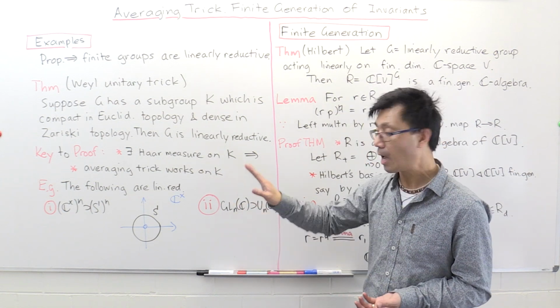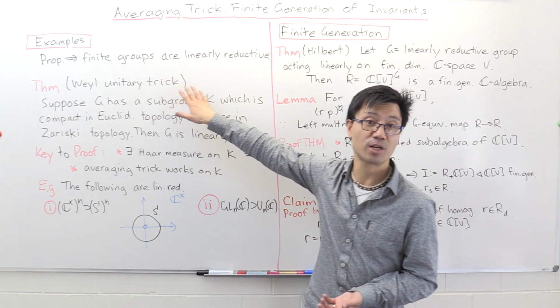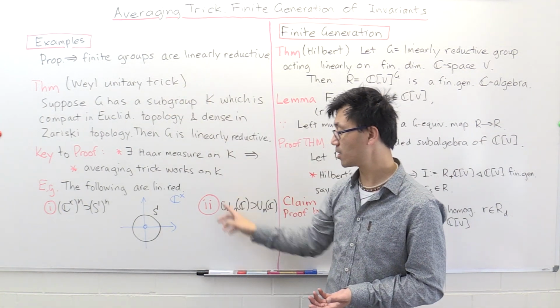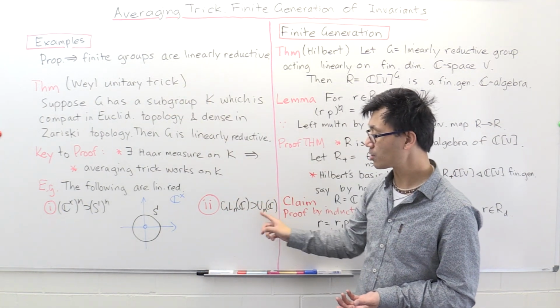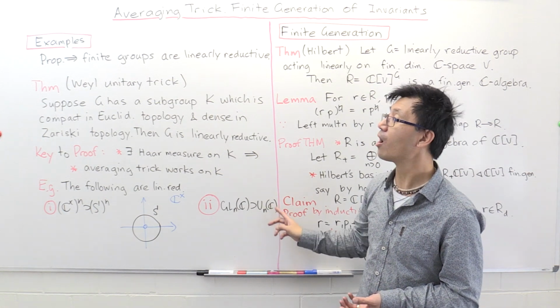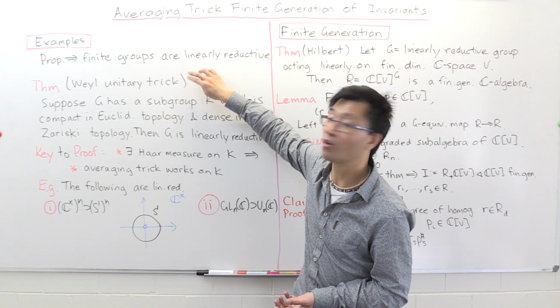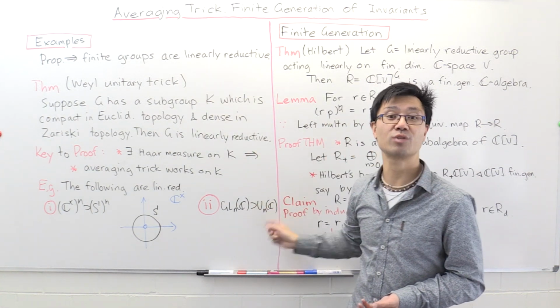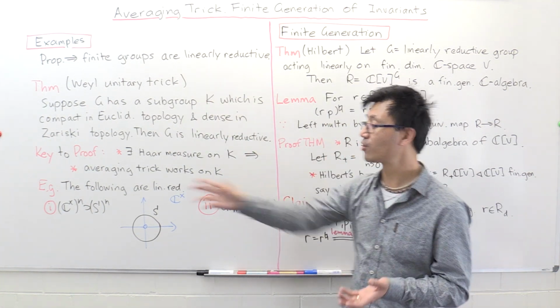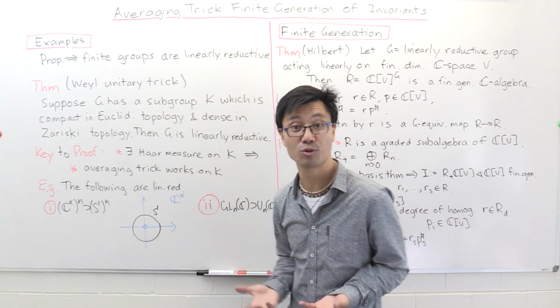So as a result, you can apply the Weyl unitary trick to show that this is linearly reductive. And this is an example, since you're using the unitary group here, which shows you why the name is the Weyl unitary trick. Okay, it's because of this unitary group here. Okay, great. So we've got some examples of linearly reductive groups.